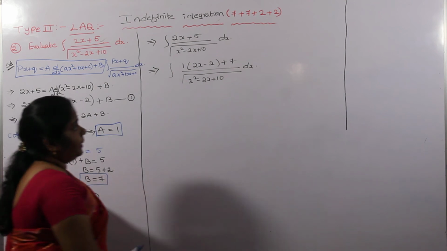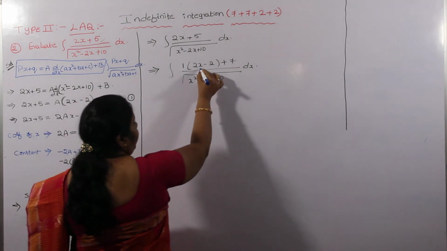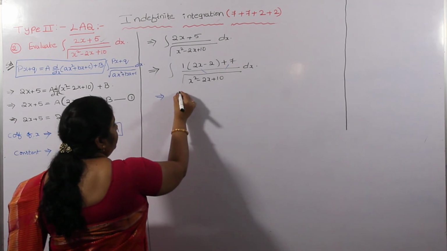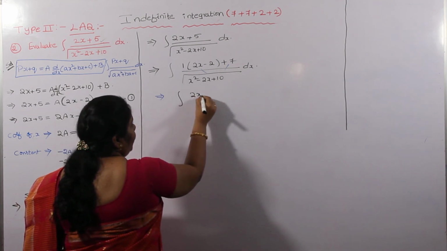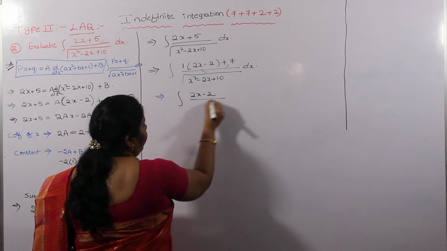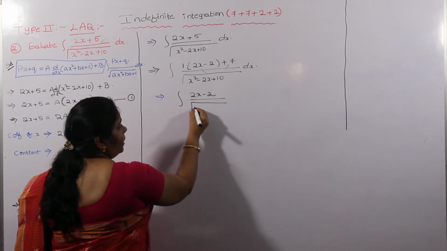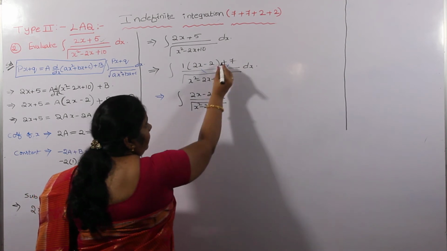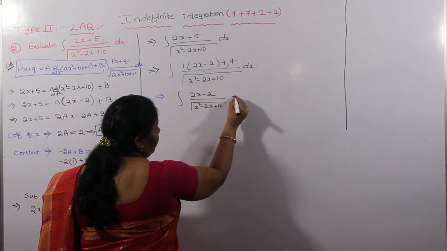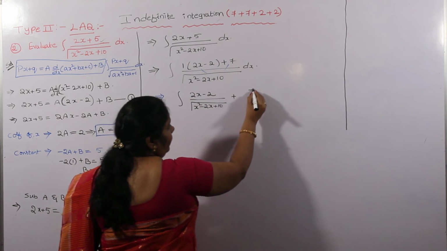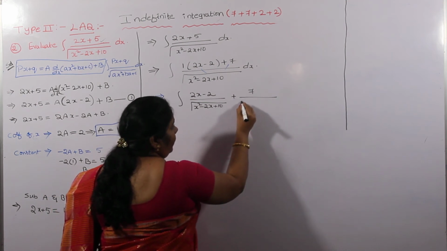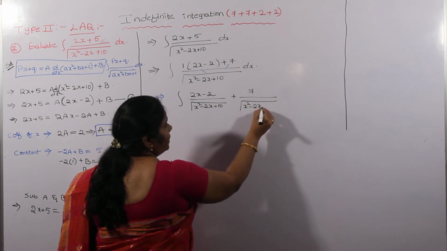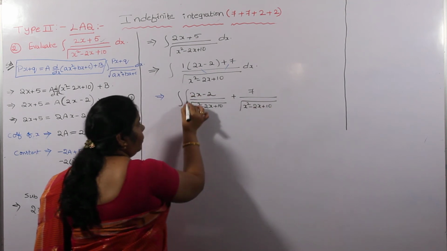Okay. After that, now take the splitting. That implies integral of (2x minus 2) divided by root over x square minus 2x plus 10, plus, here we have plus, I am taking 7 divided by root over x square minus 2x plus 10, whole dx.